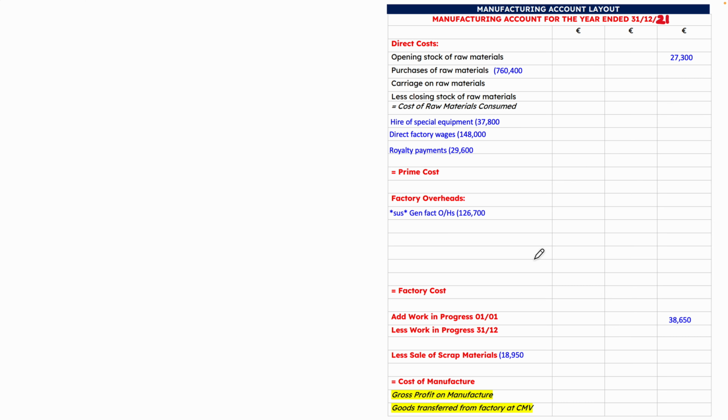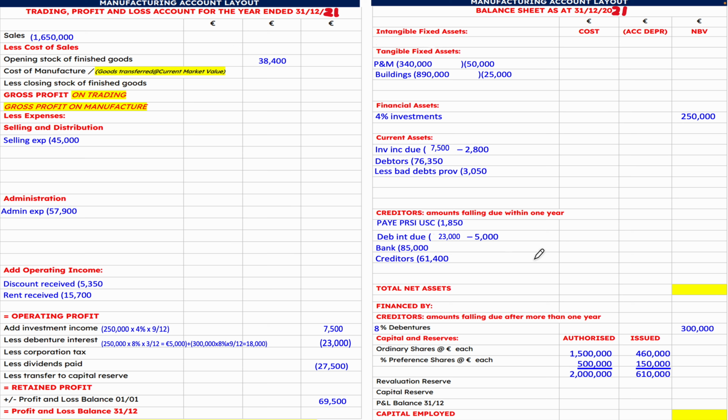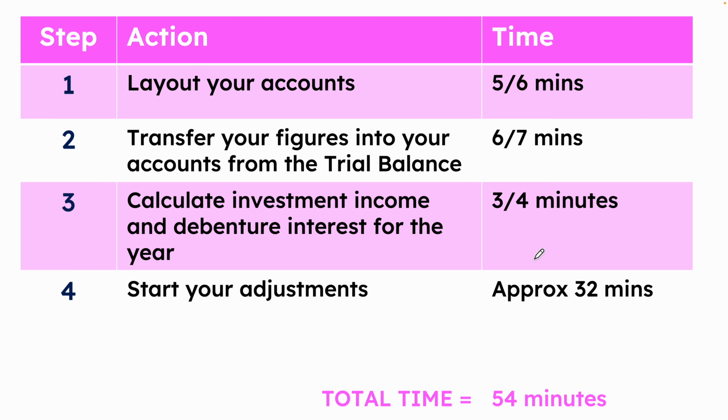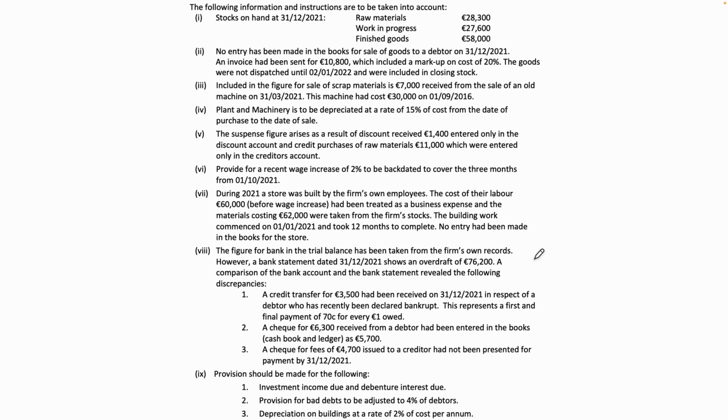So this is how our manufacturing account looks after steps 1, 2 and 3 have been completed. And this is how the TPL and balance sheet looks after steps 1, 2 and 3 have been completed. So you've done an awful lot of work so far. Now we're ready to get into step 4, and step 4 is where we start our adjustments, and this should take us approximately 32 minutes.